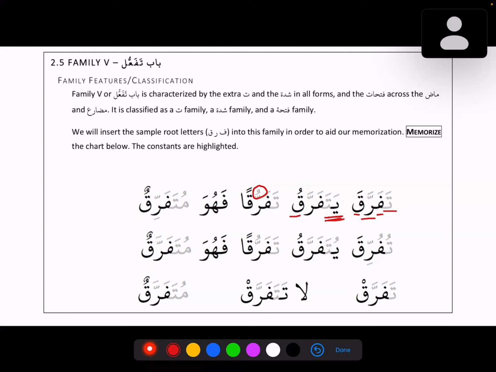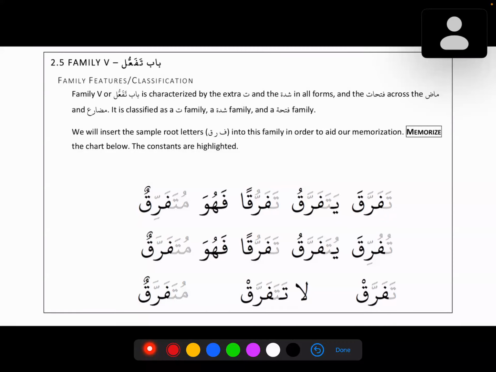Otherwise, we see that so far our family 2, family 3, family 4, all were taking Dhamma. Why? Because their Madi version, Huwa version, was only 4 letters. But this one over here has 5 letters. So that's why the sign of Mudariya is not taking Dhamma. We need to remember that.